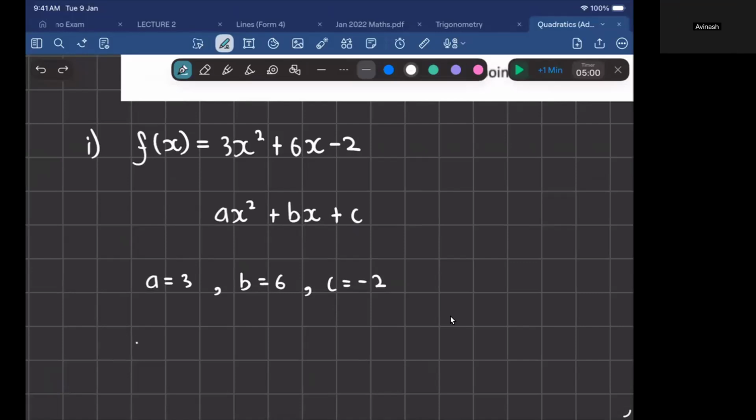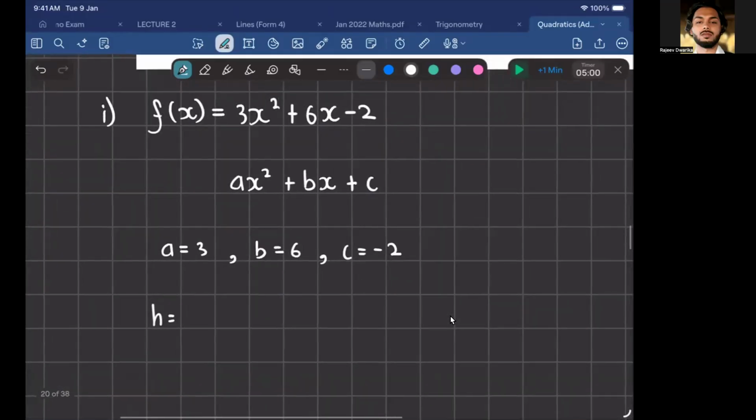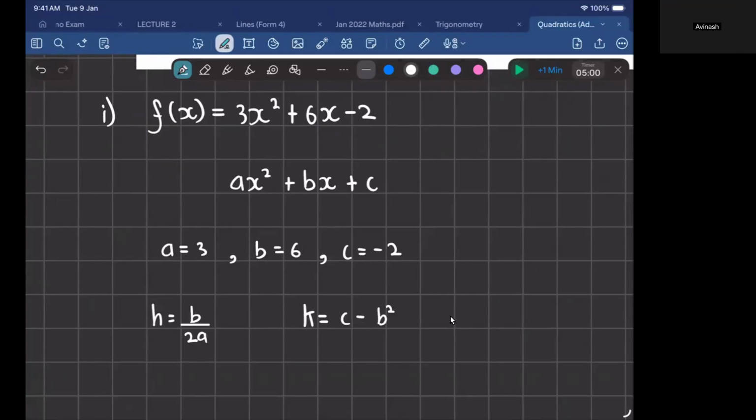What's the formula for h? That was b over a. No, b over 2a. Yeah, b over 2a, remember. And what's the formula for k? It was c minus b squared over 4a. Nice.